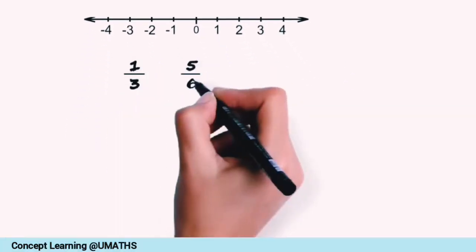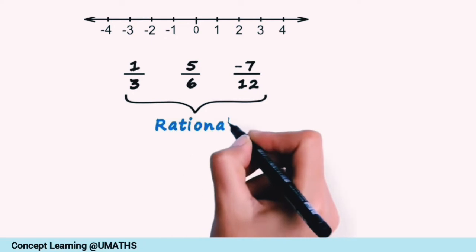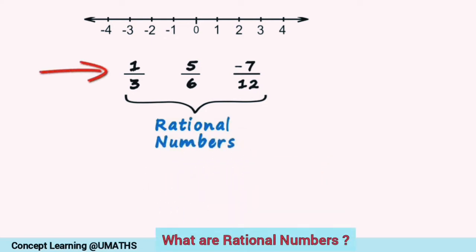1 by 3, 5 by 6 or minus 7 by 12. Each of these are numbers, but we don't use them as often as we use counting numbers. Such numbers are called rational numbers. But we need to define them well, right? We cannot say numbers like these are rational numbers.